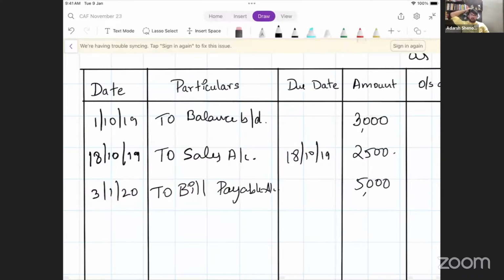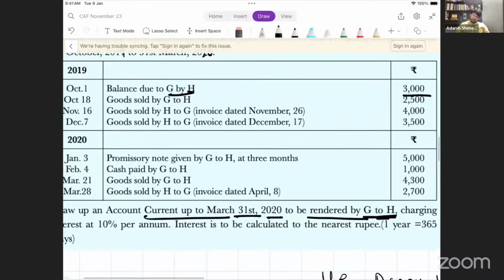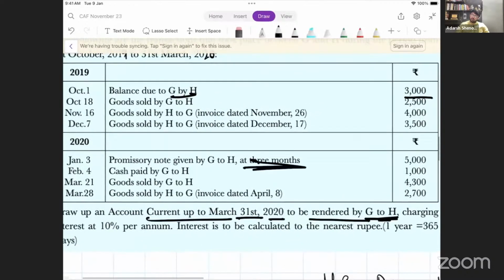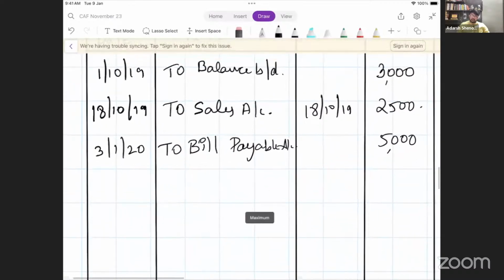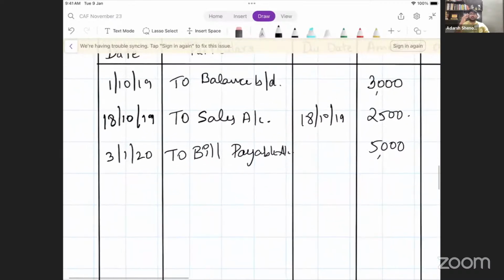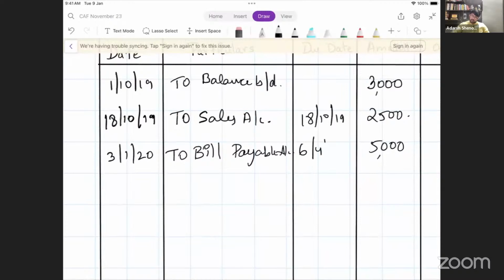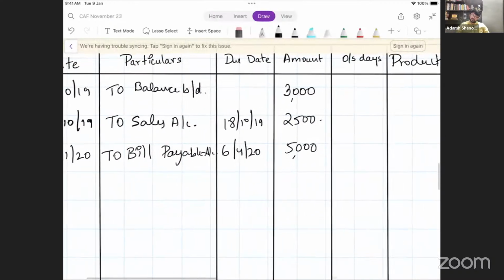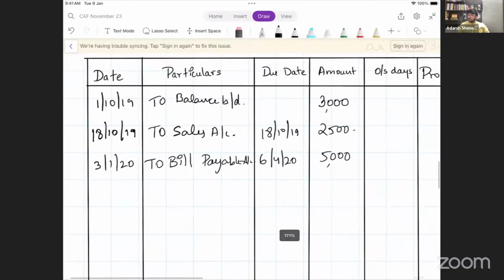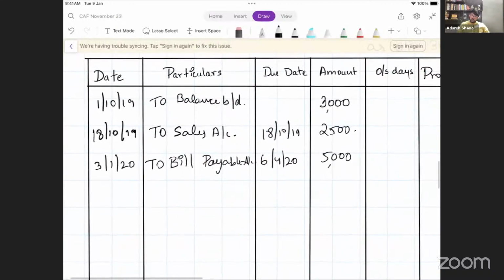Because it's a negotiable instrument. So 3/1/20 plus 3 months. It's a 3-month promissory note. So add 3 months and 3 days. 3/1 plus 3 months is 3/4, plus 3 days is 6/4. 6/4/20 is my due date.